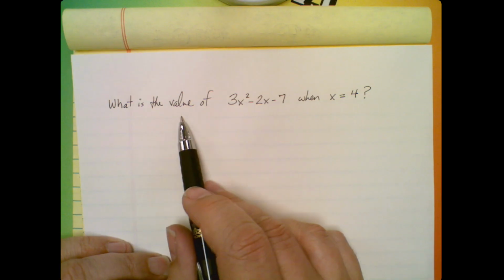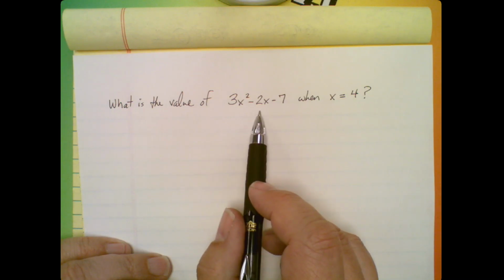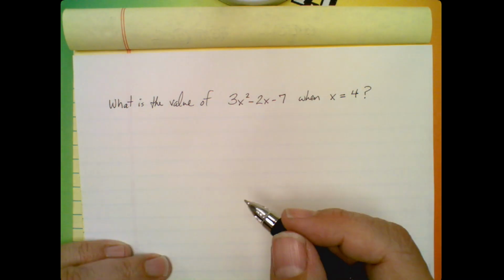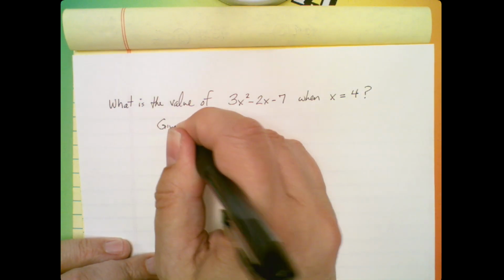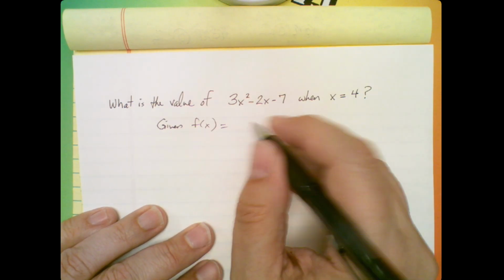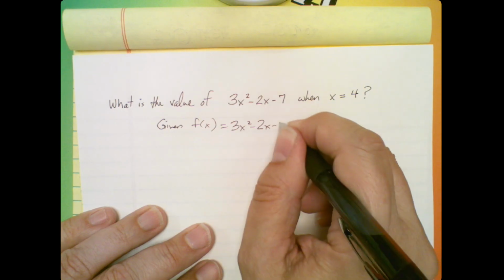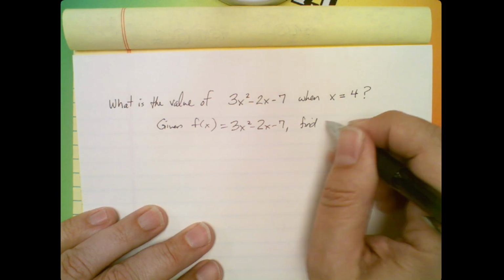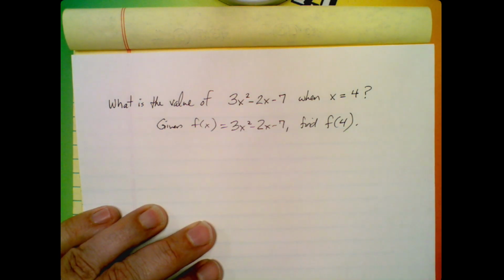Here's an example. What is the value of 3x squared minus 2x minus 7 when x is equal to 4? Another way we can put that is, given f as a function of x, defined as 3x squared minus 2x minus 7, let's find f of 4. That's the exact same question, just expressed a different way.